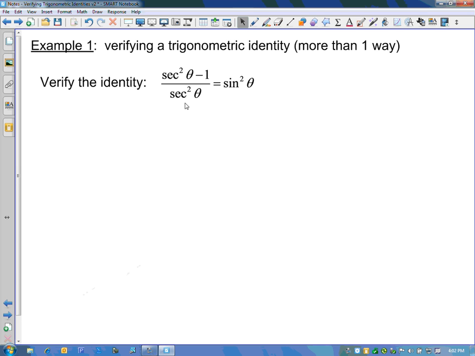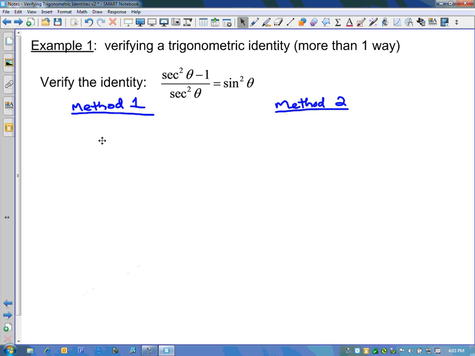The left side is definitely more complicated than the right, so I will start with the left side. And I'm actually going to show two different methods for verifying this identity. And it's important to realize that there's no one right way to verify the identity. You do have options, but you always want to be working towards your goal, and you should arrive there as long as you don't make any algebra mistakes.